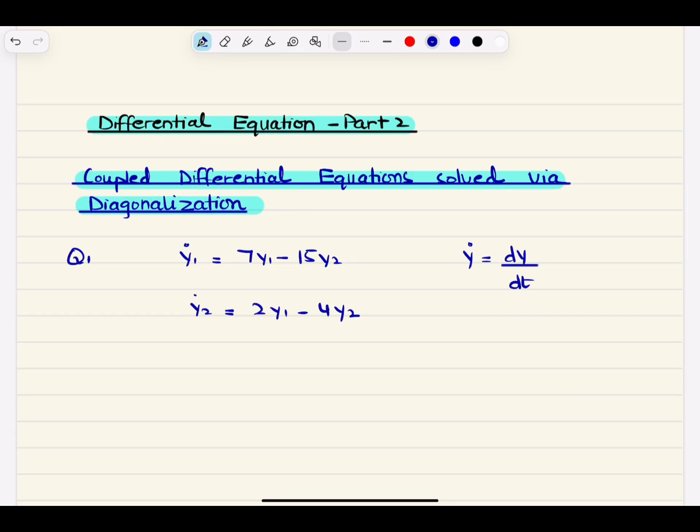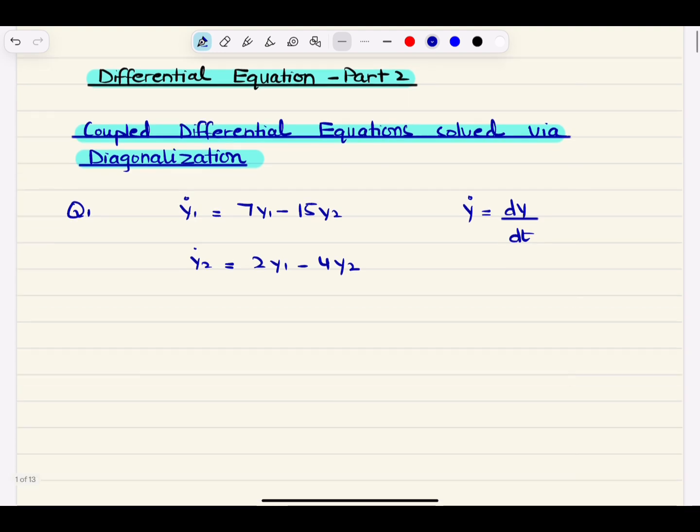In the previous lesson on differential equations, we covered first order differential equations and second order differential equations. And now we're moving on to coupled differential equations, and we're going to solve this using diagonalization. So suppose we have this question.